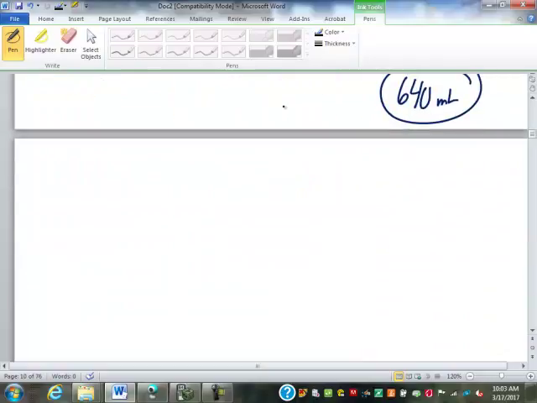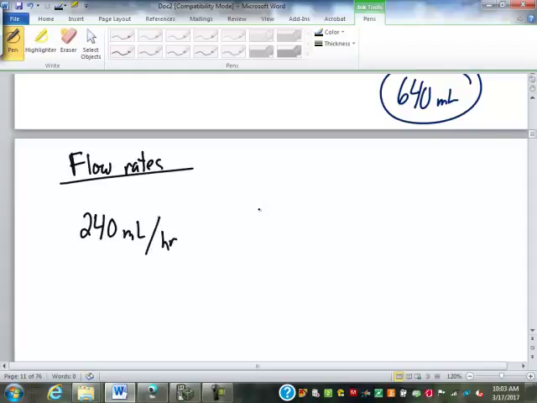Now, the reason I said this dimensional analysis is really powerful is because it's used for a lot of our other calculations as well. It can be used for converting flow rates. If we have a flow rate that is listed as, let's do 240 milliliters per hour. I want to convert that into milliliters per minute. This is just a dimensional analysis problem.